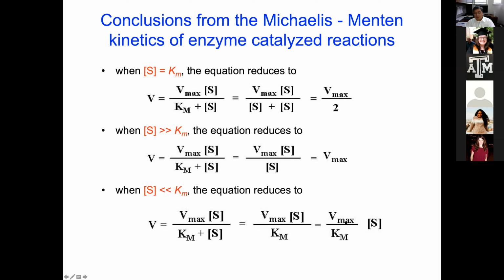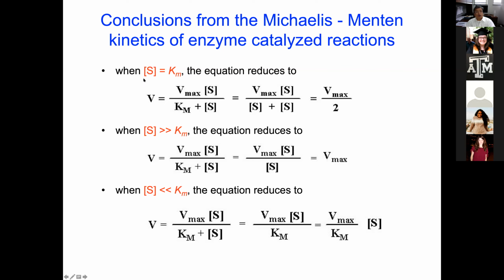This only happens when the concentration of the substrate is very low, way lower than Km, and then you see there's a linear relationship between velocity and the substrate concentration. So these are three of the scenarios, and we can derive the velocity as a function of substrate concentration.